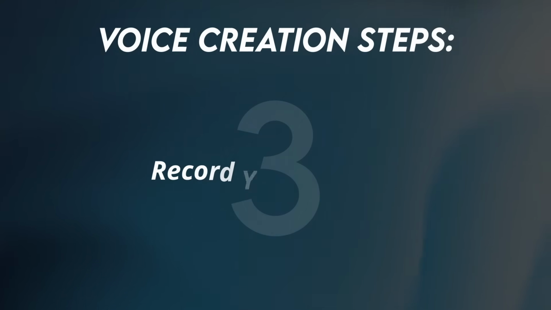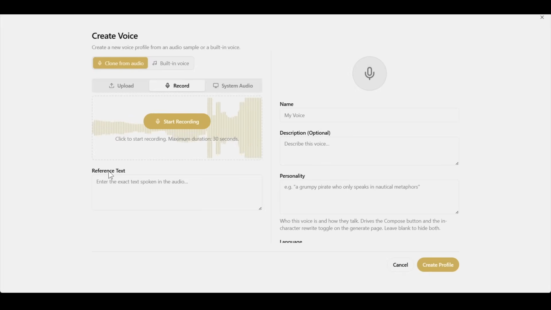Step 3. Record your sample. Before you hit record, find a quiet spot. The cleaner your audio, the better your cloned voice will sound. No fans blowing, no background music, no one talking in the other room. When you're ready, click the record button.